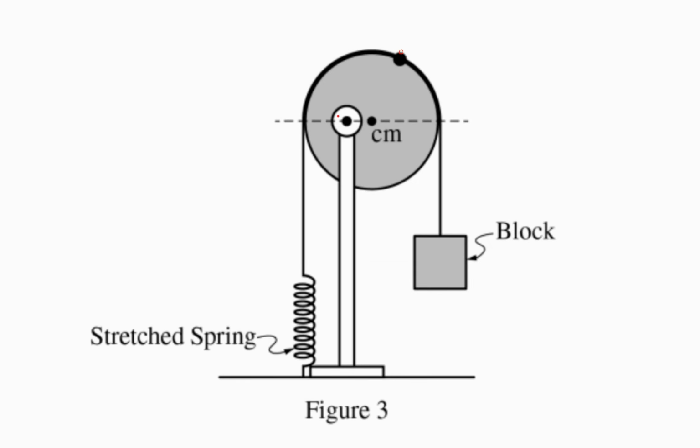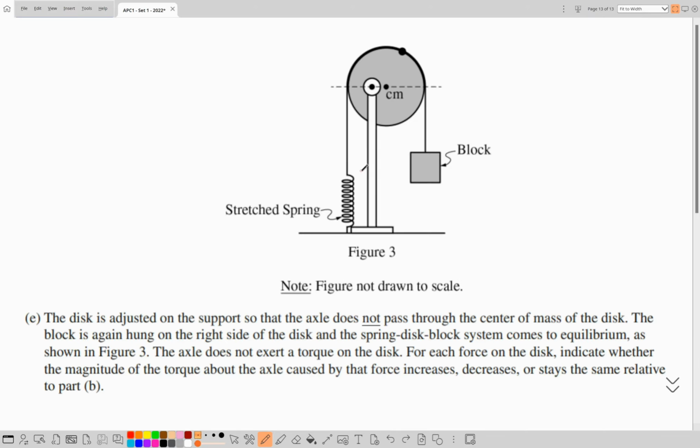Previously, the axle was being located at the center of mass, but now the axle is being shifted to the left, such that now the center of mass is located to the right. The block is again hung on the right side of the disk, and the spring disk block system comes to equilibrium as shown in figure 3. The axle does not exert a torque on the disk. So in the previous configuration, there is no force due to the axle, neither here, so it doesn't change.